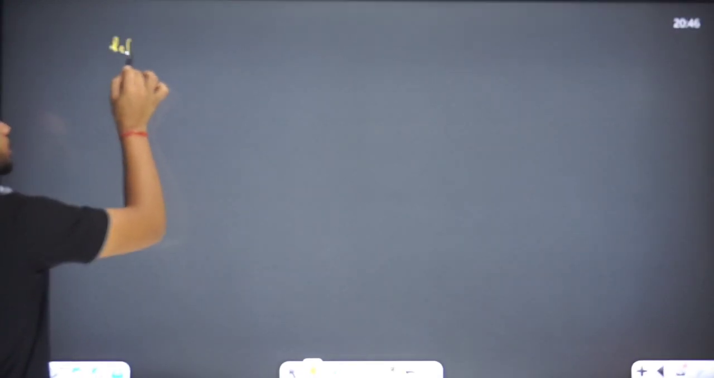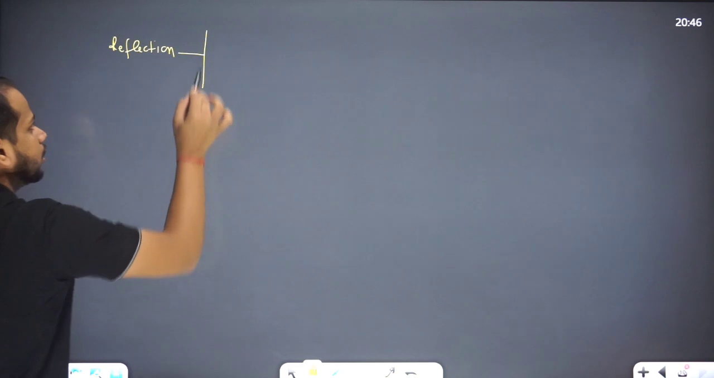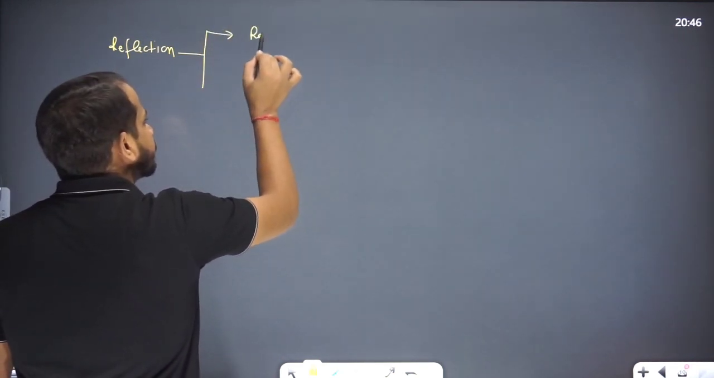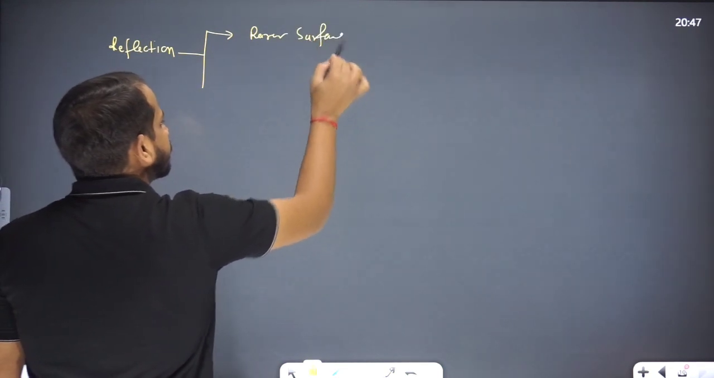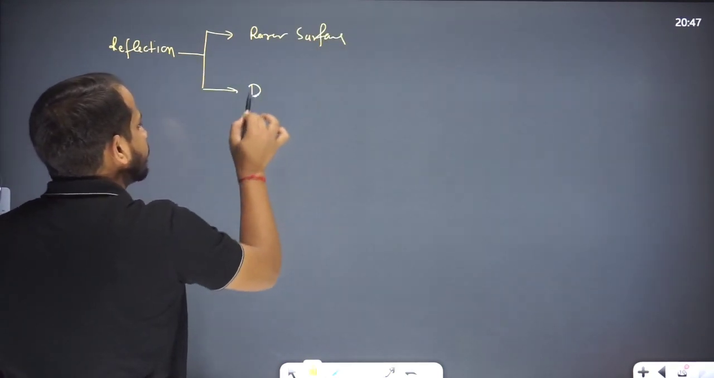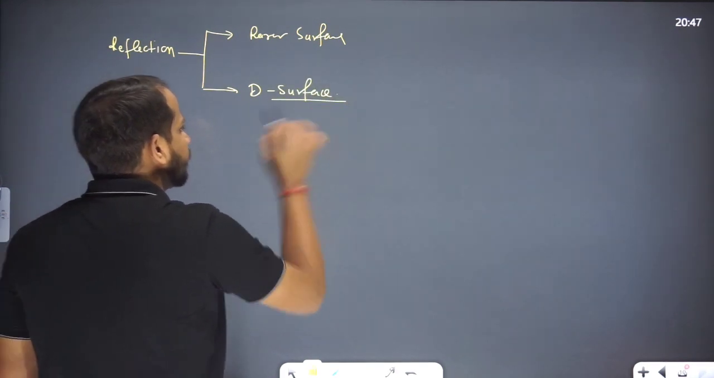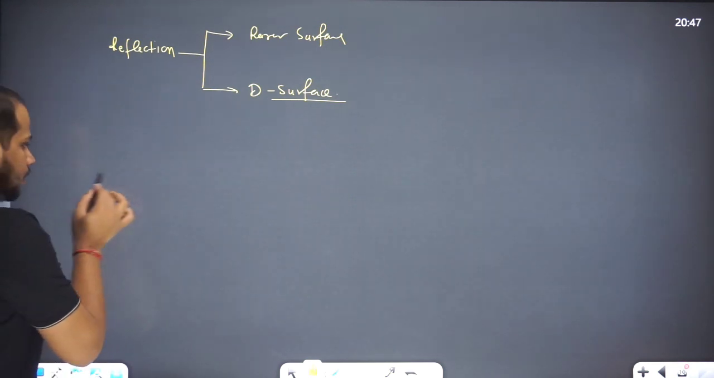If we are saying there is a reflection, right? So there are two types of reflection. Like I said, one is from rarer surface and another is from denser surface. There are two types of reflection we have. Okay, so what we have to remember in this one.